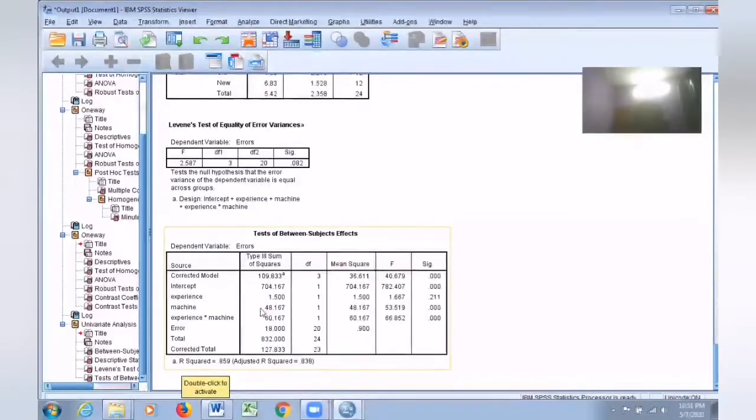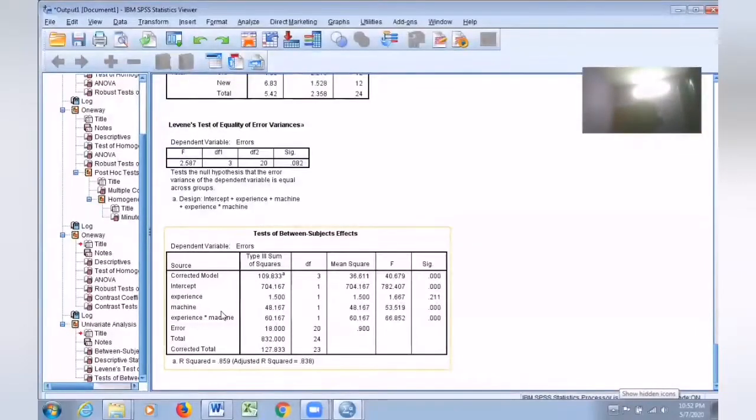Fine. And you take machine. What is the sig value for machine? 0.000. It means that this is less than 0.05. It means that the null hypothesis is rejected, and so there is a significant impact of type of machine on the errors committed by the respondents. So we have seen individually what is the impact of experience and what is the impact of machine on the errors committed by the employees. But here we can also find out the combined effect of experience of the employees and types of machines on the errors committed.